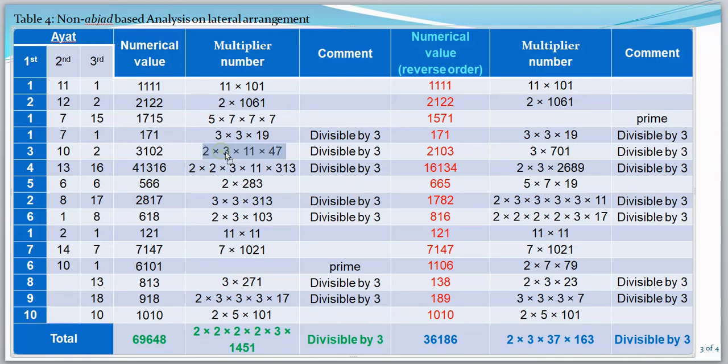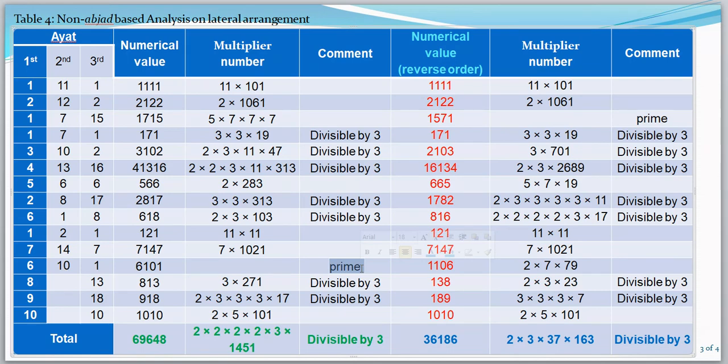So here we see that 3 is one of the divisors of this big number. In the comment section, the divisibility by 3 is actually presented. And interestingly, this number is actually a prime number, and that's why in the comment section prime number is presented.